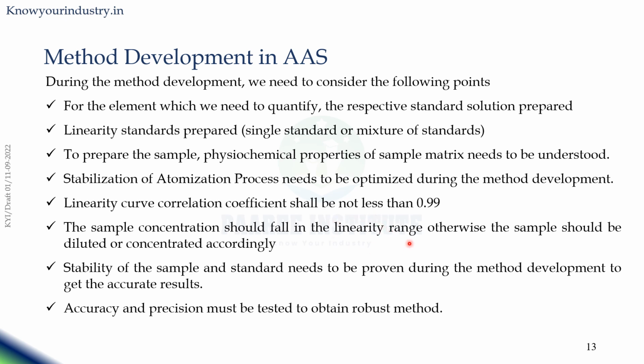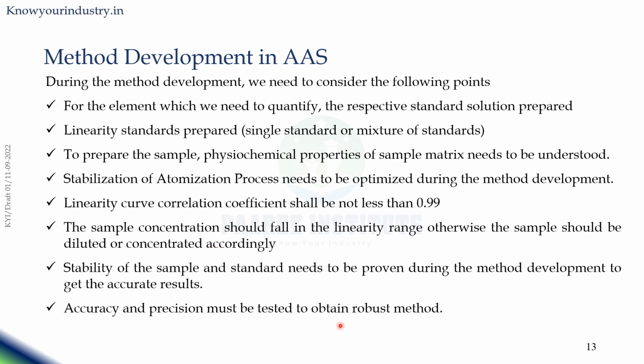If it is not falling within the linearity range, if it is more, then we have to dilute the sample. If it is less, then we have to concentrate the sample accordingly. During method development, we need to check the stability of the sample and standards, so that you can get accurate results. Then the accuracy and precision of the method can be established to obtain a robust method.